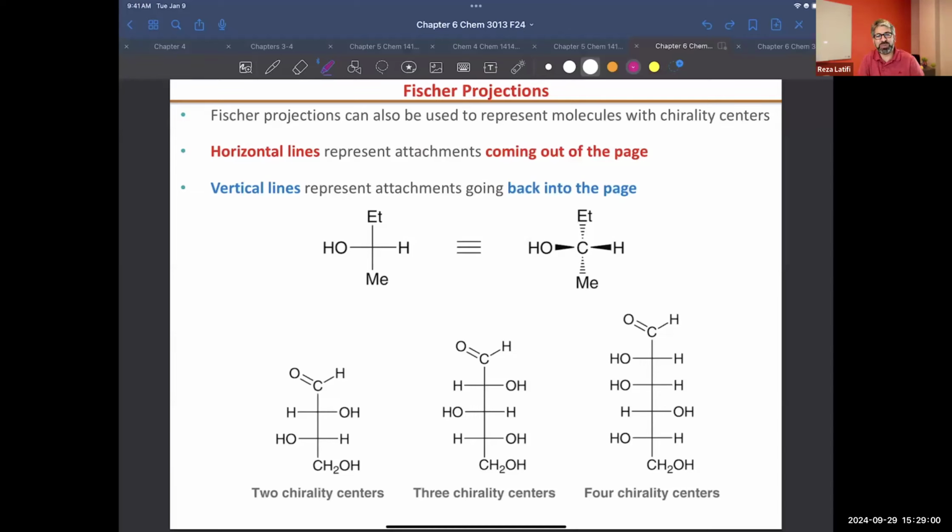Welcome back to another lecture from organic chemistry. In this lecture, I'm going to go through Fischer projection. I will try to show you how to draw a Fischer projection and also assign the configuration for each stereocenter.